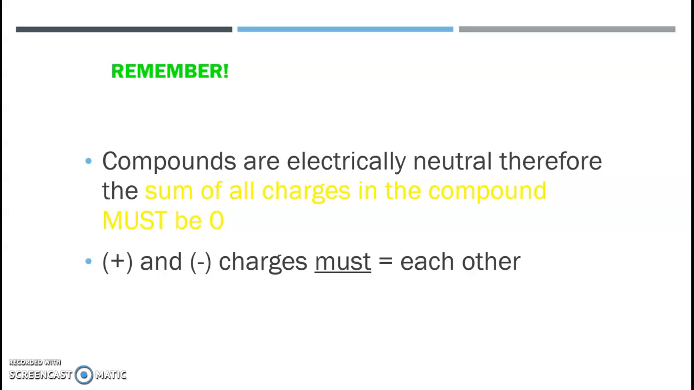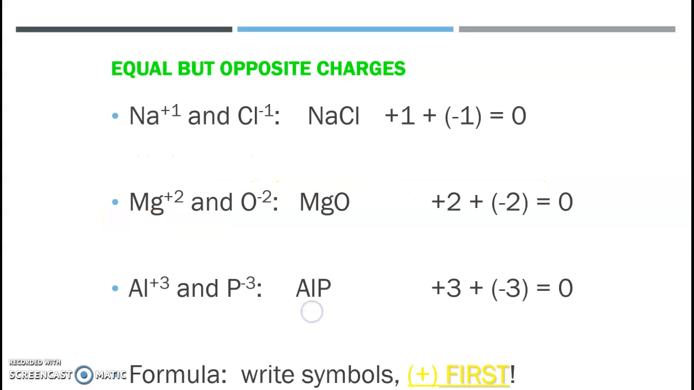Okay, so again, compounds are electrically neutral, and so we have to get a 0 when we add up all the charges. And so the total number of positives plus the total number of negatives has to equal each other. If our charges on our respective cation and anions are equal, we're only going to need one of each. So the first example, sodium's a +1, chloride is a -1. One of each gets you to 0. So NaCl.